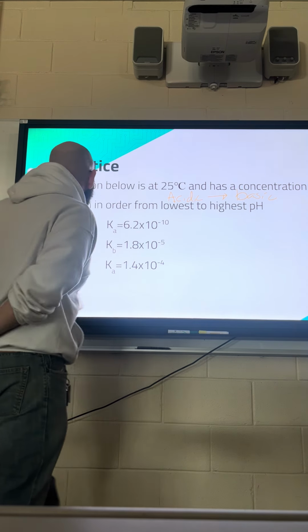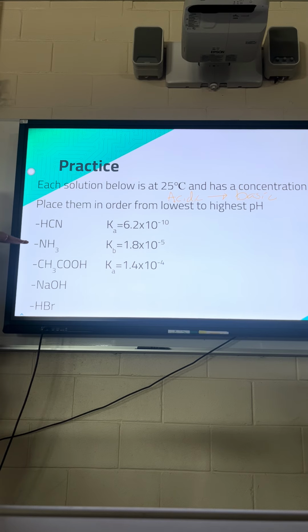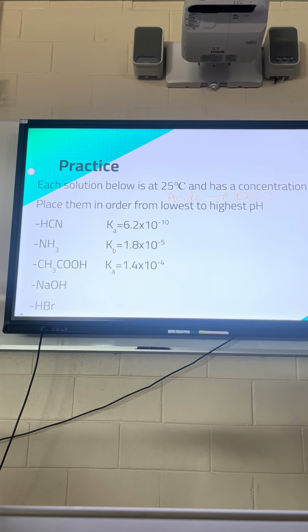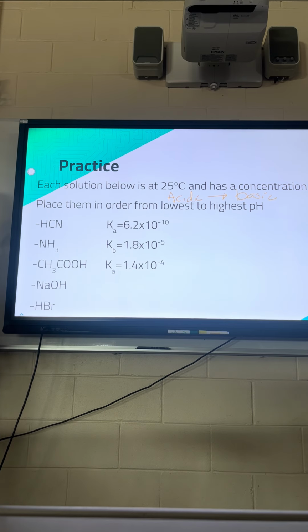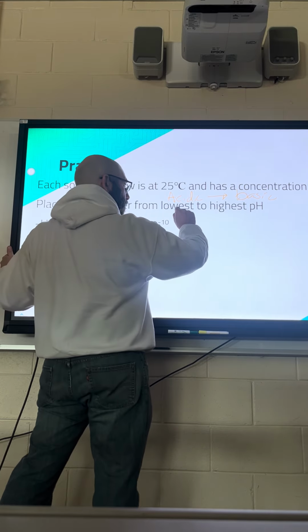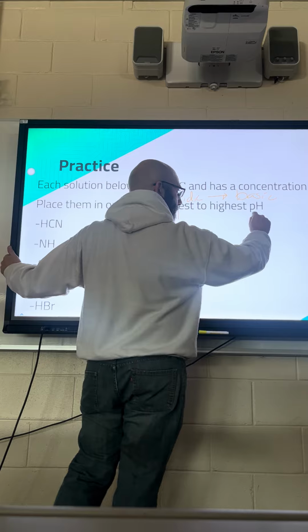Now, there are 1, 2, 3, 5 of them. Do you guys have 5 or do you have more than 5? Okay, you have 5 too, right? Okay, let's label these. There are 5. So lowest will be 1, and then the highest pH is going to be 5.